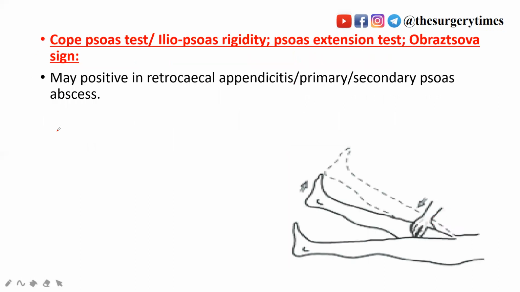Next is Cope's psoas test or iliopsoas rigidity or psoas extension test. Otherwise, it is called as Obraztsova sign. As shown in the picture, the leg is raised in extended position. And by this, the patient felt pain over the right iliac fossa. It indicates presence of retrocecal appendicitis or primary or secondary Schwartz abscess.